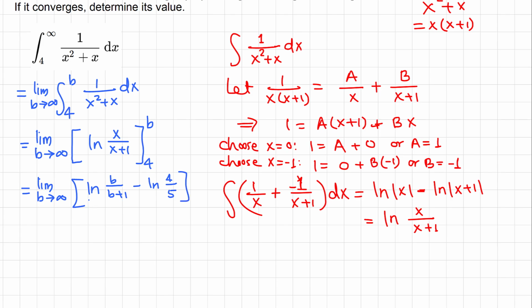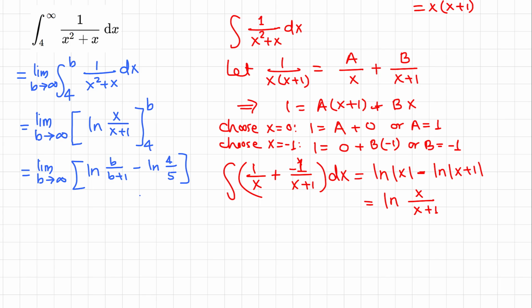Now we need to find this limit. If this limit comes out to be a finite number, then the integral converges. If it comes out to be infinity, or if the limit does not exist, then we say the integral diverges. The limit is just here, only the first one. The second one is a number, the natural log of 4 over 5. This is a negative number, and with the minus sign in front, it will be a positive number. Let's take the limit here.